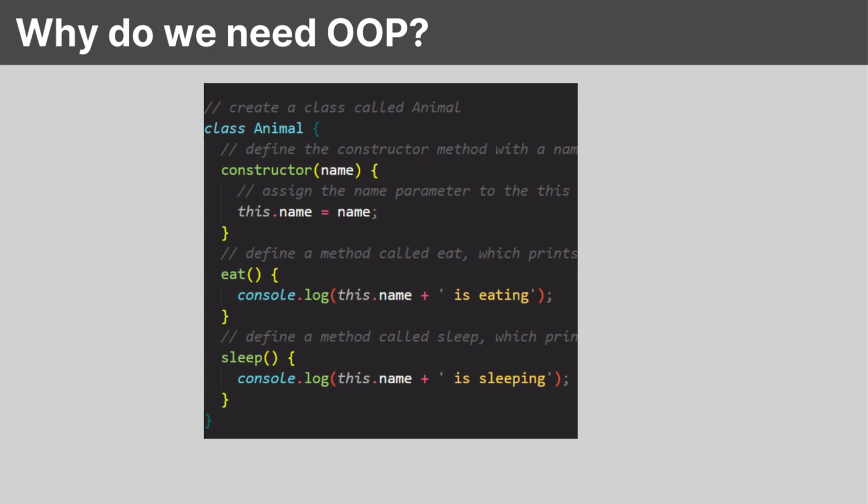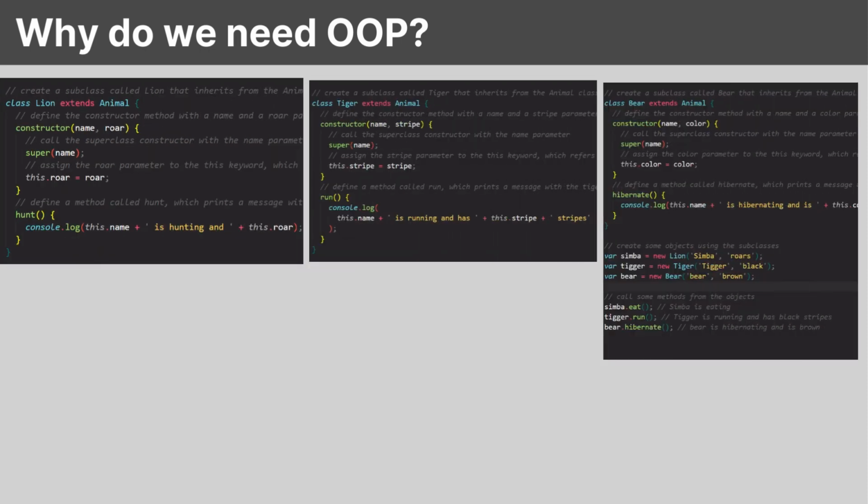For example, we can create a class called animal that defines the general properties and methods of any animal, and then create subclasses that inherit from the animal class, such as lion, tiger, and bear. Now, each subclass can have its own specific properties and methods, as well as the ones inherited from the parent class. This way, we can avoid repeating code and create objects that share some common characteristics and behaviors.